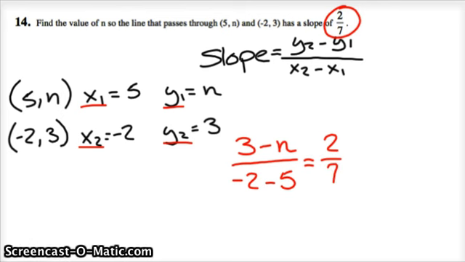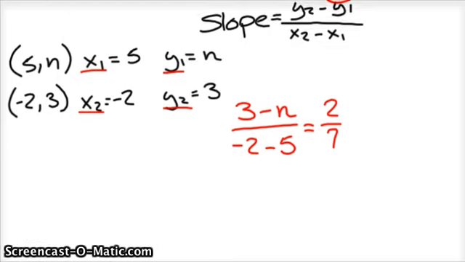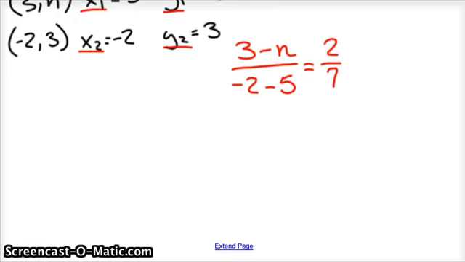We're going to simplify this a little bit to start with. First of all, on the bottom here, we know that negative 2 minus 5 is going to be negative 7. And we're left with 3 minus n on top. It's equal to 2/7. Now I have a proportion. I can go ahead and cross multiply.